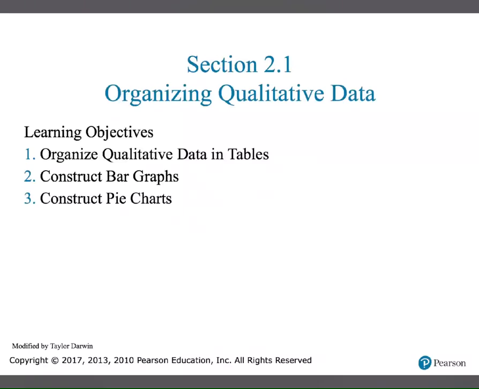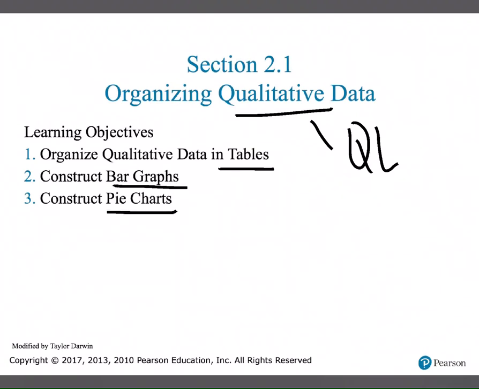So 2.1 is organizing qualitative data. Remember that qualitative is category data. What's your favorite Starburst? What's your hair color? That's the type of data that we're going to look at in 2.1, and there are certain ways to organize that type of data. We're going to look at how to organize them using tables, bar graphs, and pie charts.